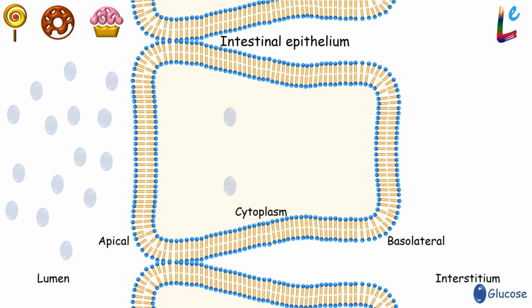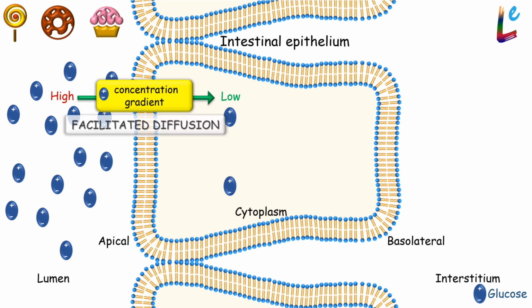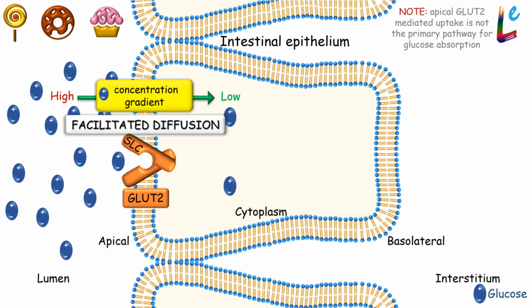Let's consider a scenario after a high carbohydrate meal. Here, the glucose concentration in the intestinal lumen is relatively high. Clearly, a concentration gradient exists. Therefore, the transporter has to merely facilitate the diffusion of glucose. So, among the transporters we discussed in the previous videos, which one will it be? ABC or SLC? SLC. Here, the SLC transporter is GLUT2.